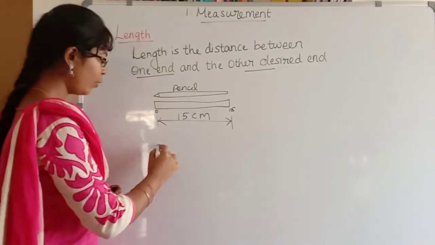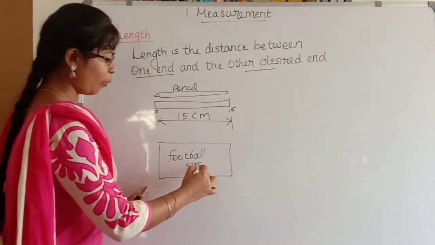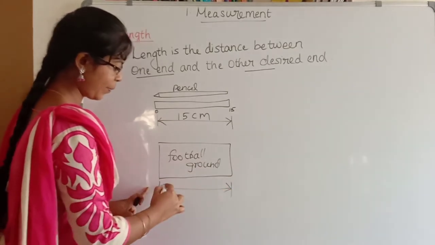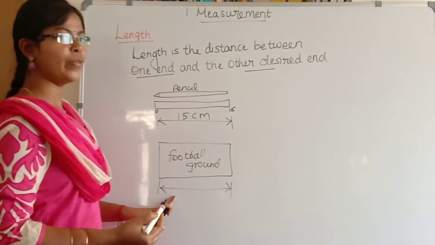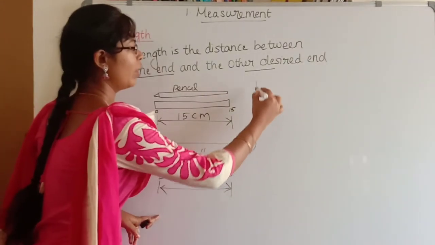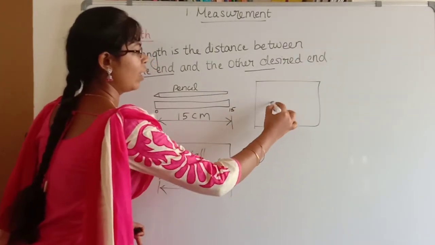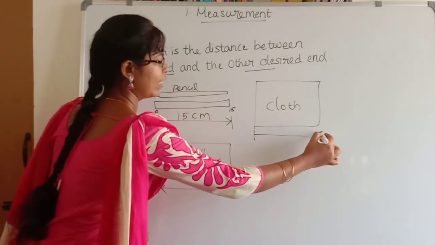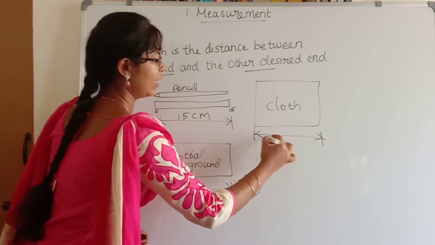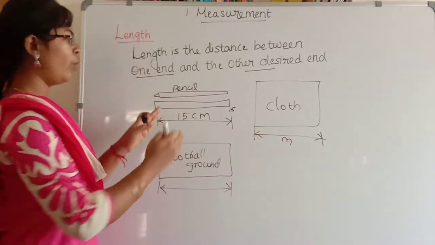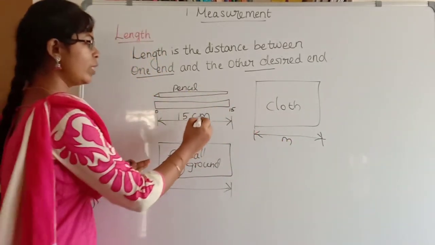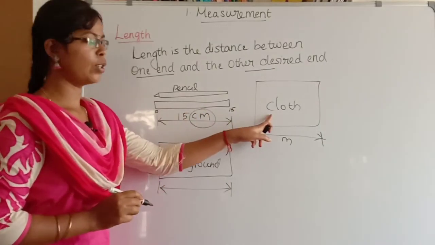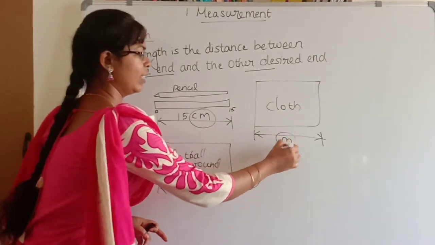When you measure a football ground, from one end till another end, you will measure a length. Likewise, when you go to a textile shop for a cloth, using a tape, you will measure the length in meters. For one thing, you will use a different unit. Here for the pencil, we use centimeter. Here for the cloth, we use meter.